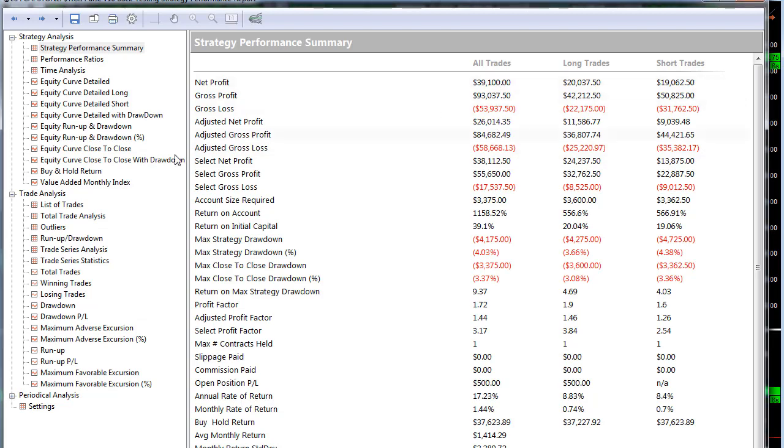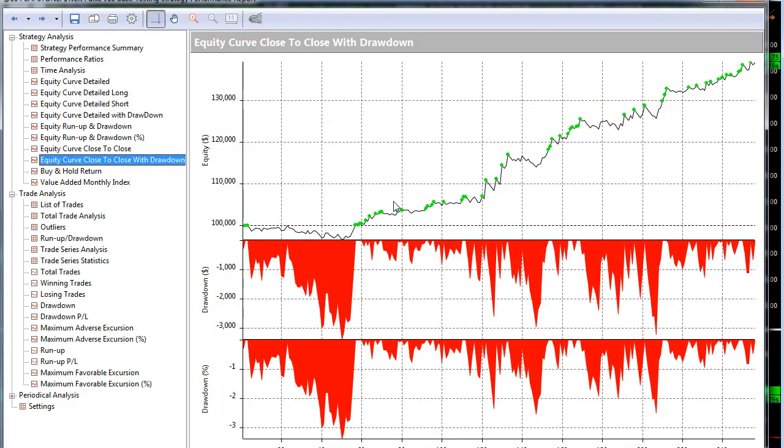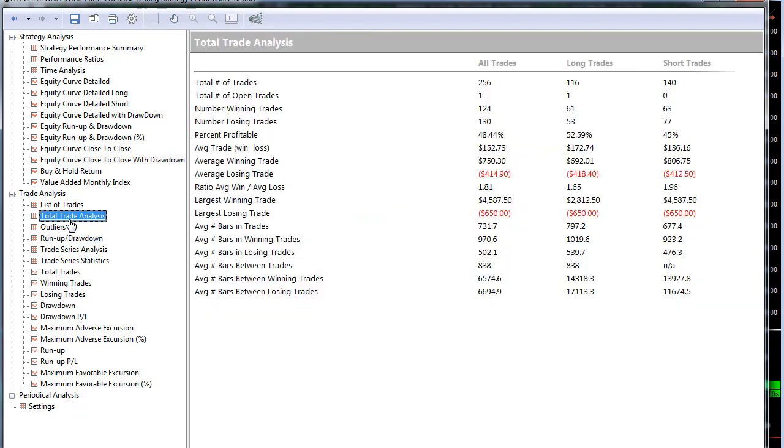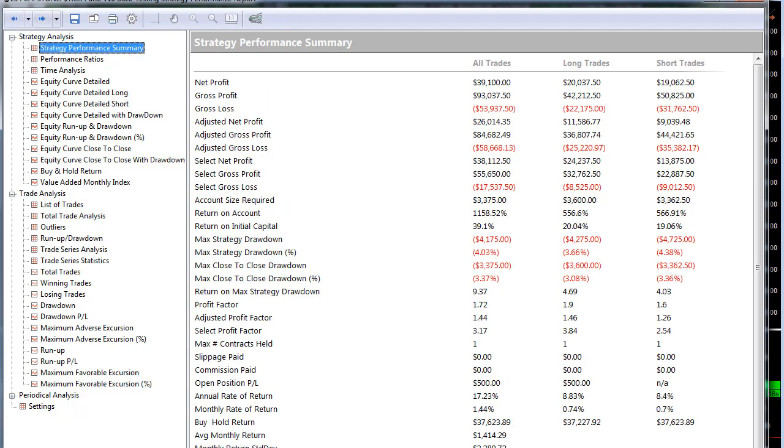So you see the results, 39,100. Here's the equity curve with drawdown. You go through a flat period and about a $3,000 drawdown. Really nice equity curve since this time period. Let's see, the total trade analysis shows $152 average trade profit. So very nice results. We're going to go back now and compare those to TradeStation.